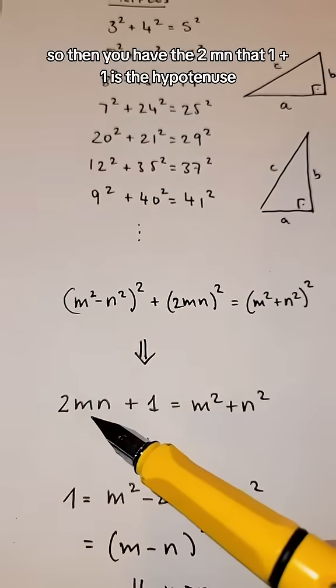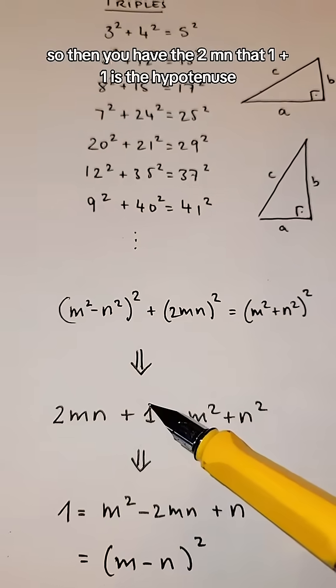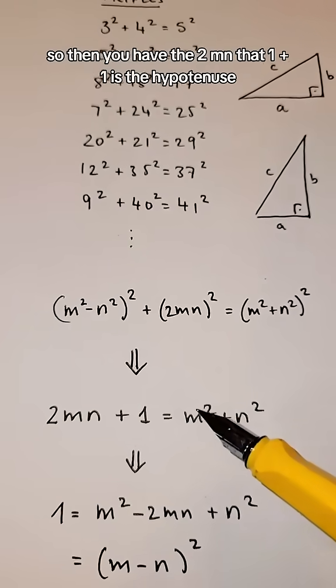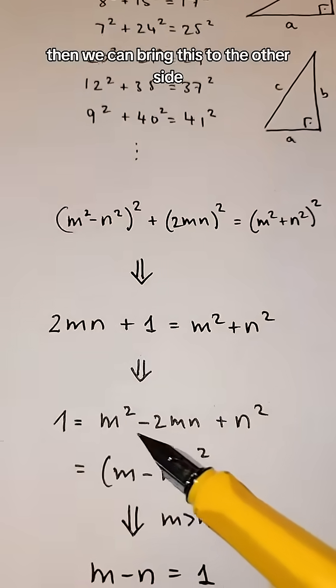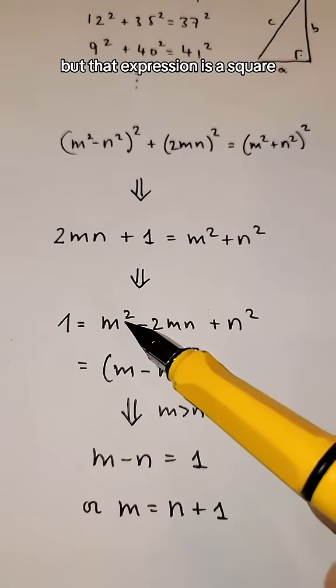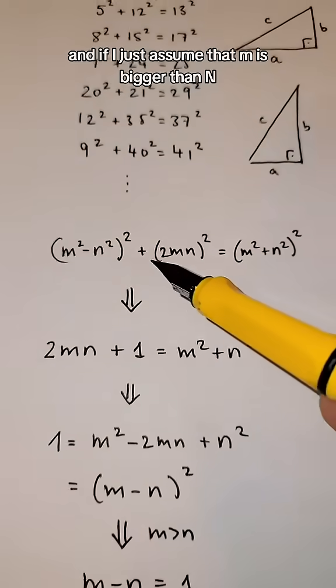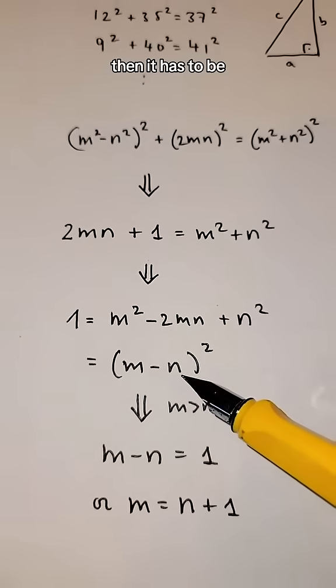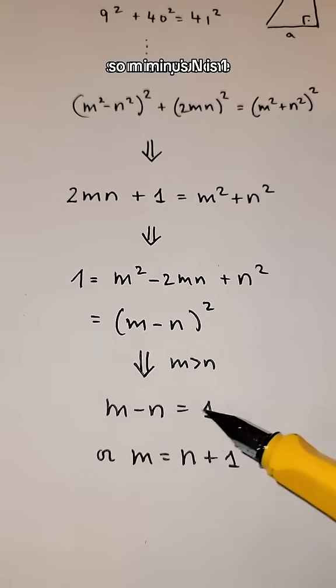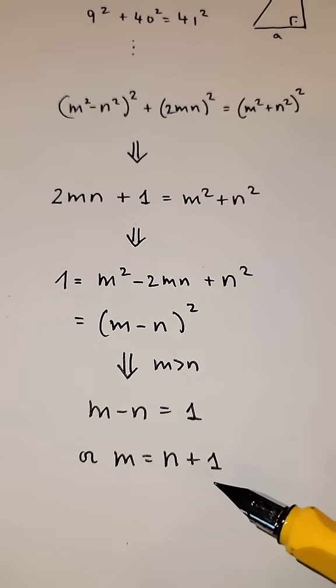So then you have the 2mn, that one, plus 1 is the hypotenuse. And then if that happens, then we can bring this to the other side and I get this expression, but that expression is a square. And if I just assume that m is bigger than n, then it has to be that m minus n is 1. So m minus n is 1, so m is n plus 1.